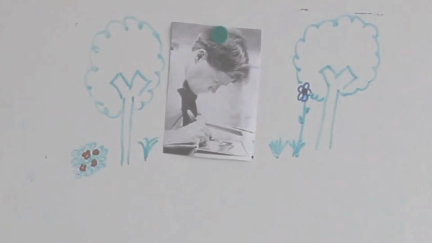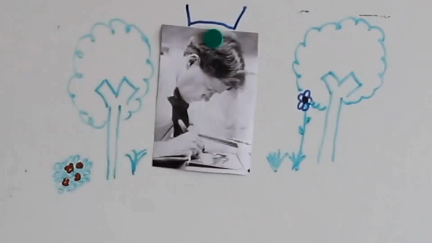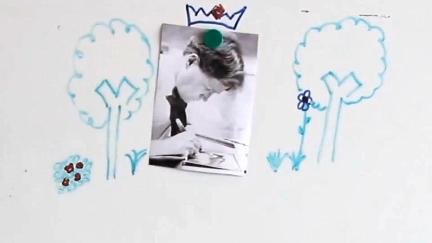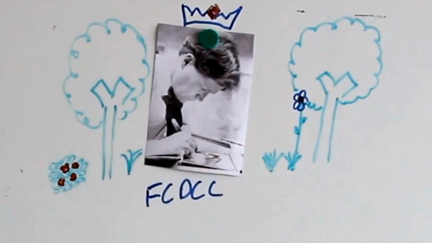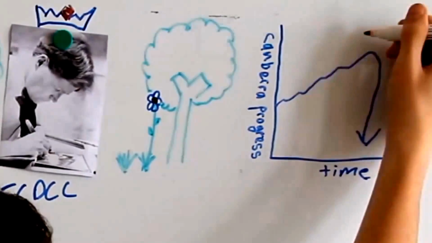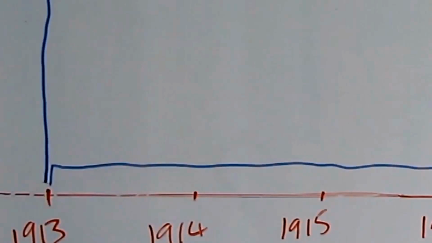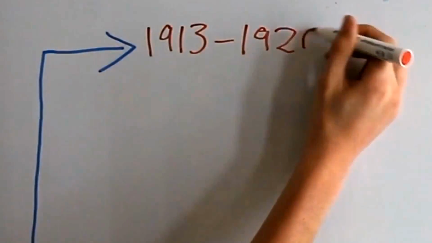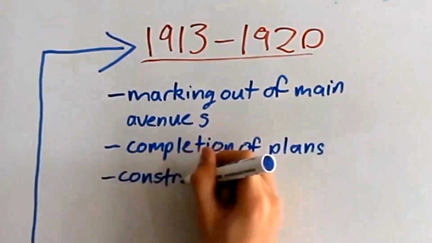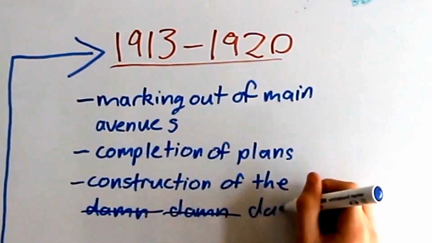So when this all had been decided in 1913, good old Walter was brought over to the chosen site and appointed the FCDCC, the Federal Capital Director of Design and Construction. The government was determined to build the city despite the fact that World War I slowed progress considerably. From 1913 to 1920, all that had been achieved was the marking out of the main avenues, the completion of the plans, and the construction of the dam to provide the water supply.